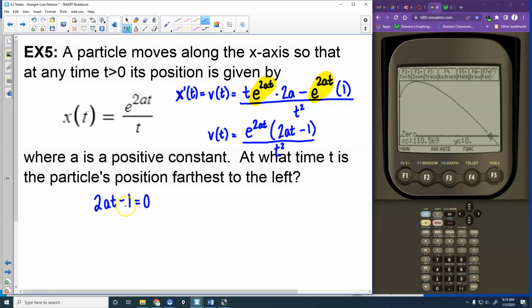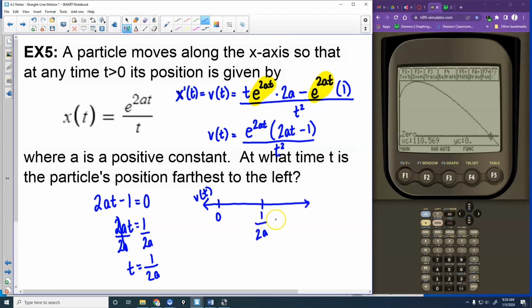So if we solve this for t, we're going to get 2at equals 1. We'll divide by 2a. So t equals 1 over 2a. A is some number we're not 100% sure of, but it would be positive because it told us a is a positive number. So on our line for velocity, we've got 0, we've got 1 over 2a here.